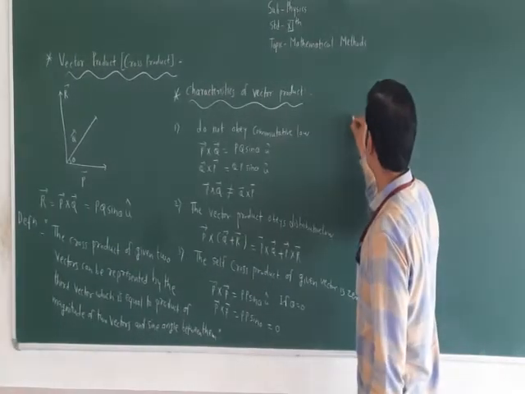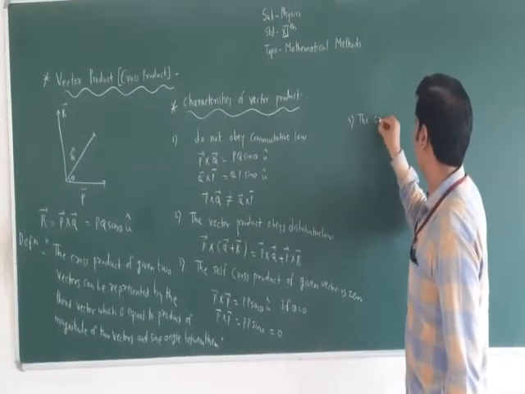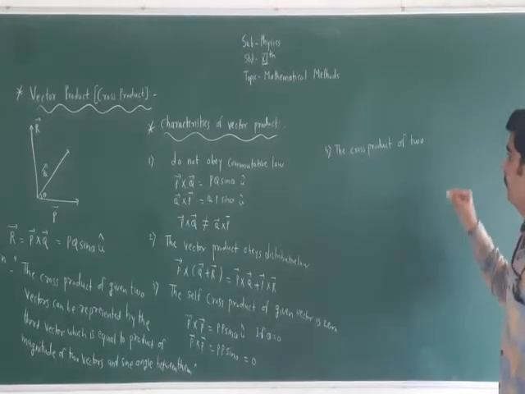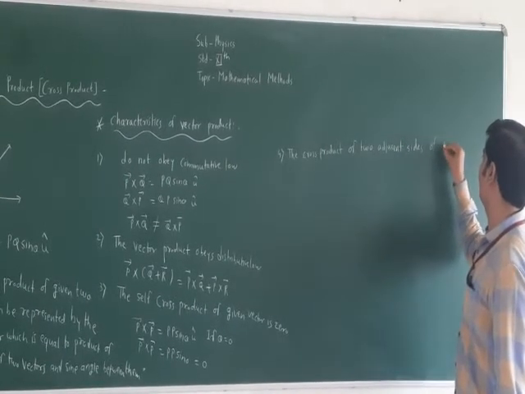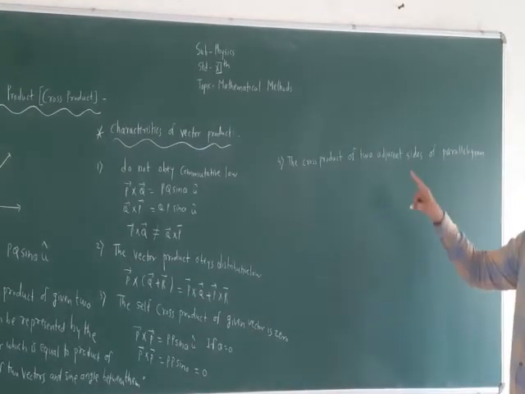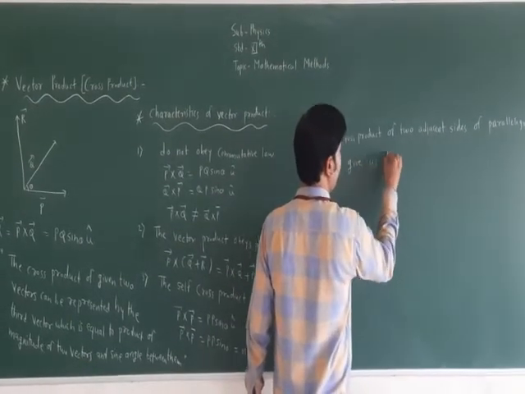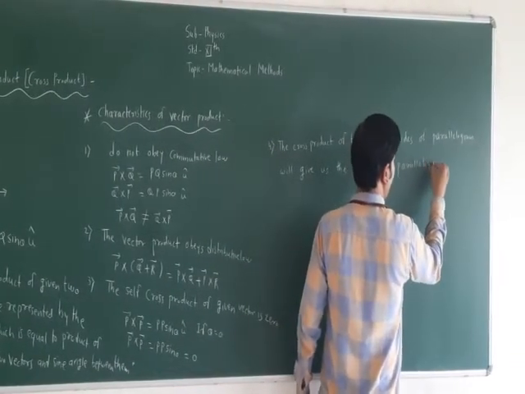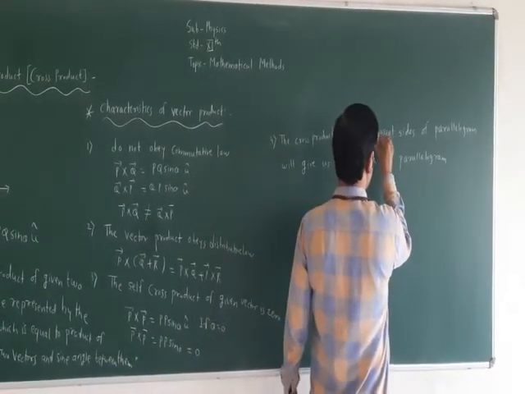Now, fourth characteristic: the cross product of two adjacent sides of a parallelogram will give us the area of the parallelogram. Okay, the cross product of two adjacent sides of a parallelogram will give us the area of the parallelogram.